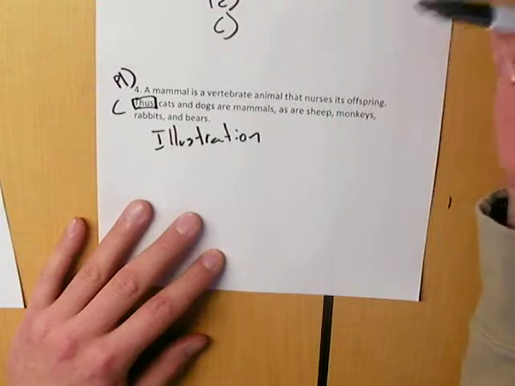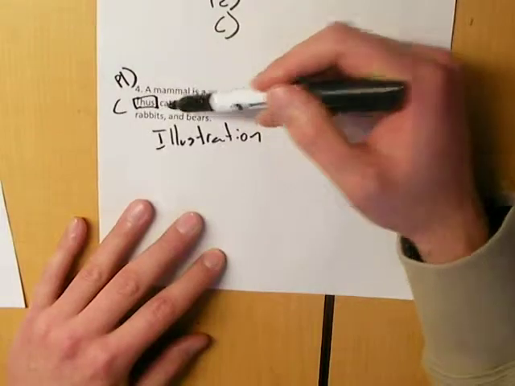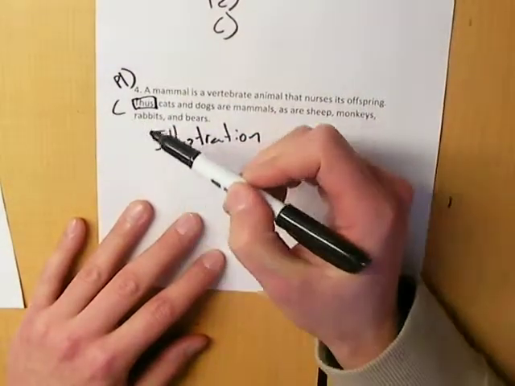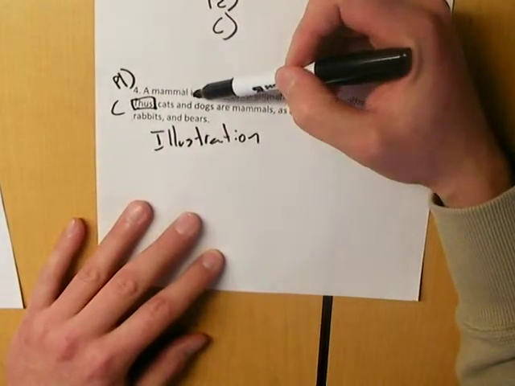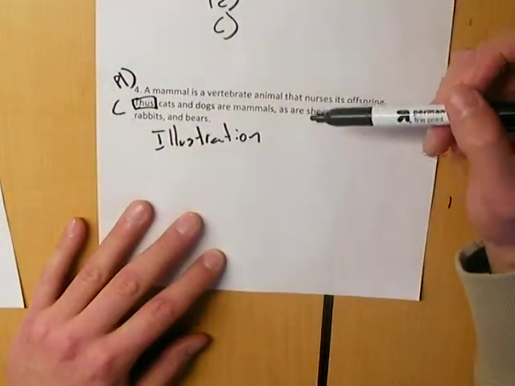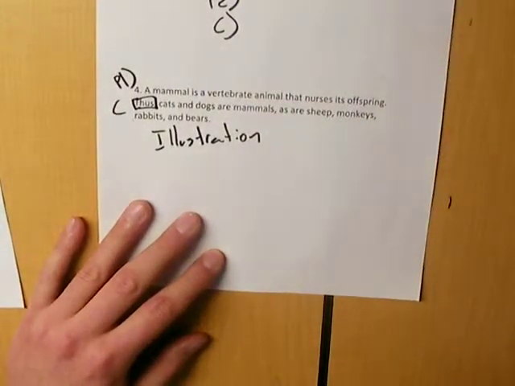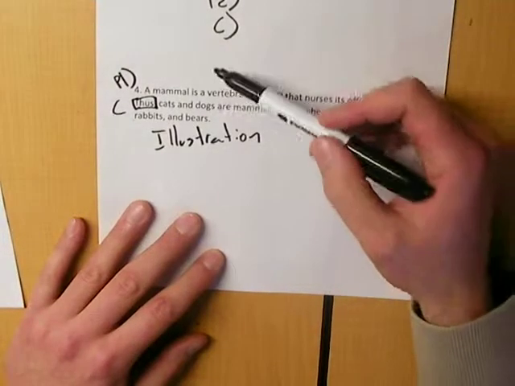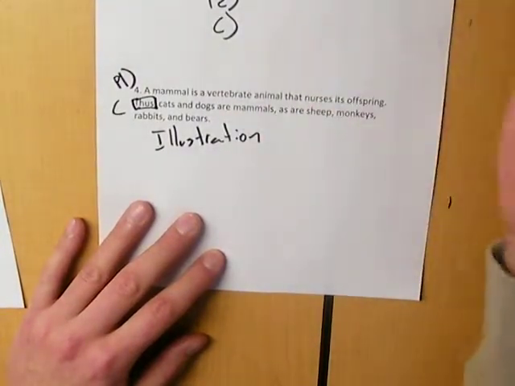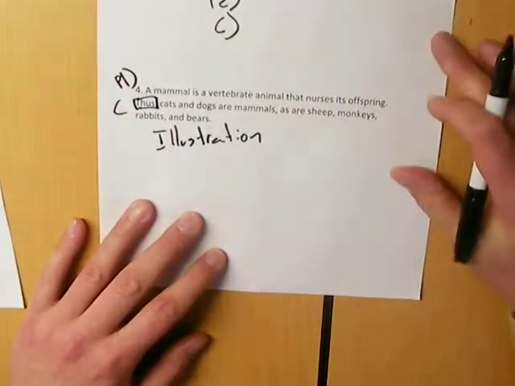A mammal is a vertebrate that nurses its offspring. And notice then that the second sentence, even though there's a conclusion indicator in there, is giving us examples of various mammals, intending to show us what is meant by a mammal. A mammal is a vertebrate, nurses its offspring, and several examples of mammals are given. Cats, dogs, sheep, monkeys, rabbits, bears. So it's easy to look at this and think, again, it's an argument, it's got a conclusion indicator, but this one's actually an illustration. So continue to practice.